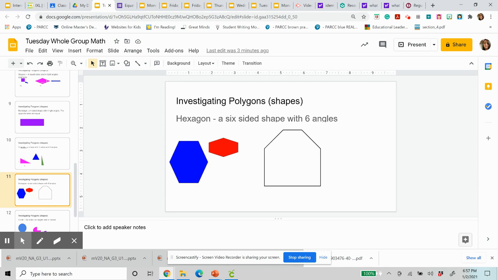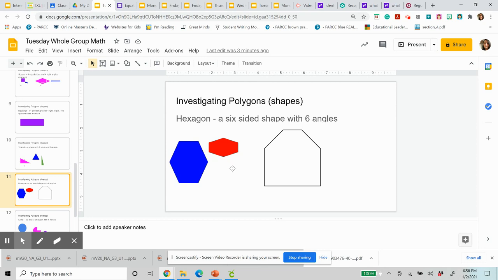All right, and then the hexagon. A hexagon is a six-sided shape with six angles. So this is what the basic hexagon looks like. Again, they can make it fat or skinny or squish it a little bit, flip its side. So you have to be able to know, oh, okay, well, it doesn't look like that one, but let's count. 1, 2, 3, 4, 5, 6.